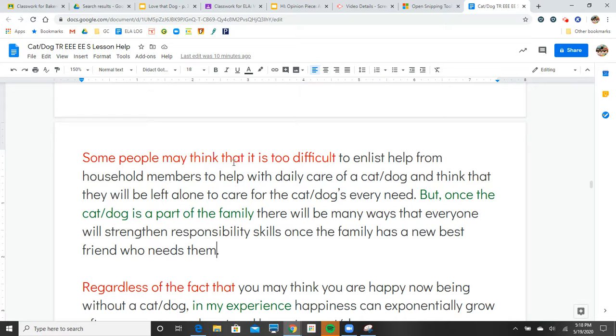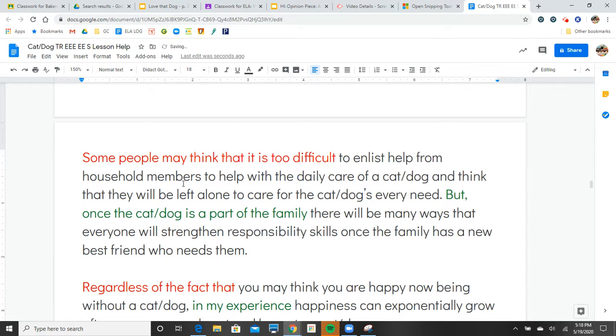Some people may think it's too difficult to enlist, that means to get, help from household members to help with the daily care of a cat or a dog. And think, now here's the part that really gets at someone who is afraid of this, that they will be left alone to care for the cat and dog's every need.